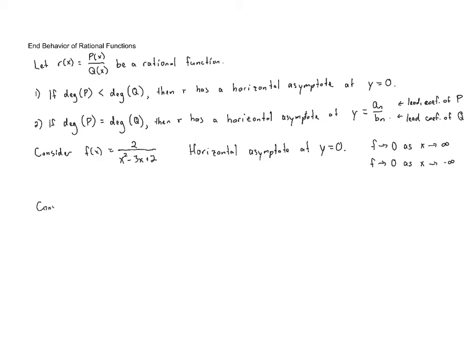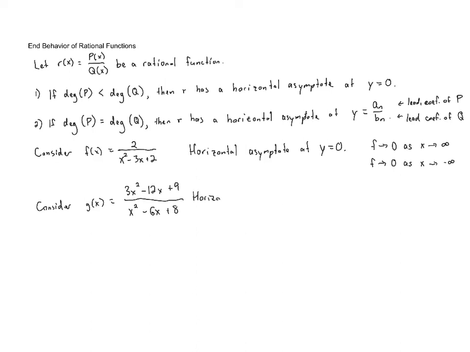Now let's look at another example. Let's consider g of x equals 3x squared minus 12x plus 9 over x squared minus 6x plus 8. In this case, the degree of the numerator is 2, and the degree of the denominator is also 2, so we're in the situation where the degrees are equal to each other. This tells us that we do still have a horizontal asymptote, but it's given by the equation y equals a sub n over b sub n.